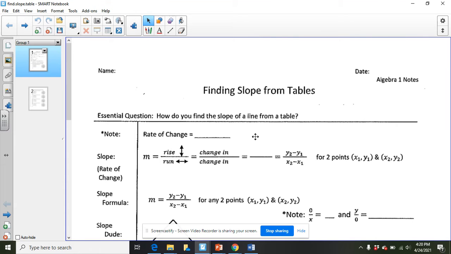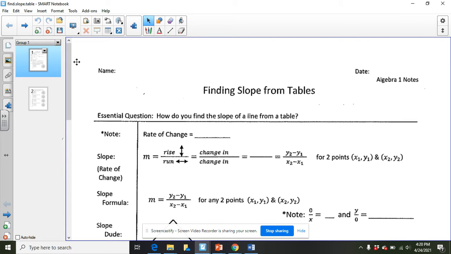Okay, so we're going to review just briefly finding the slope of a line from a table. And the reason I'm doing this is because we're getting ready to figure out what would be the line of best fit for our scatter plot data. And while you're not going to be able to get a line through all of the points, you will be able to get a line through or close to most of the points, and you will need to calculate the slope of that line using 2 points.